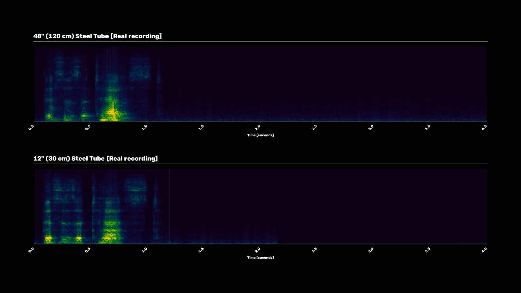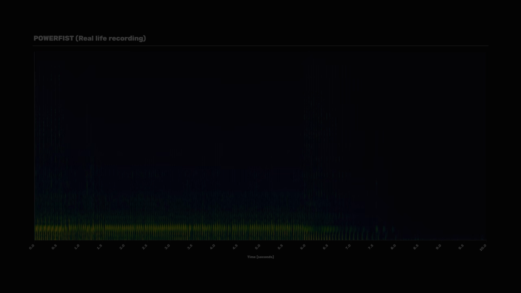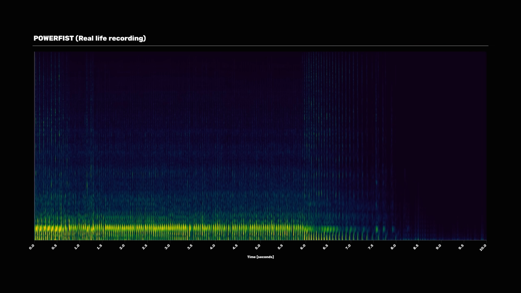I noticed something similar in the data collected from the POWERFIST test. You can clearly see a peak at the fundamental frequency of the exhaust tube, but no other harmonics seem to be present.